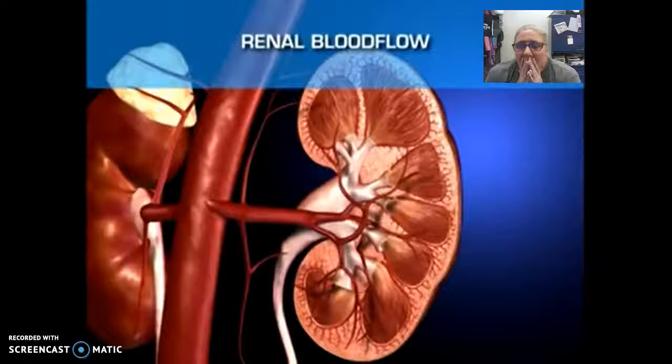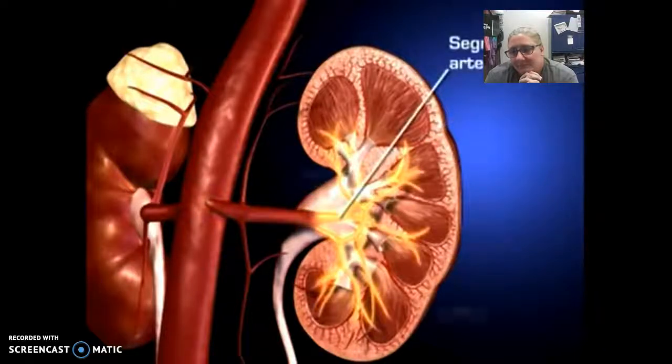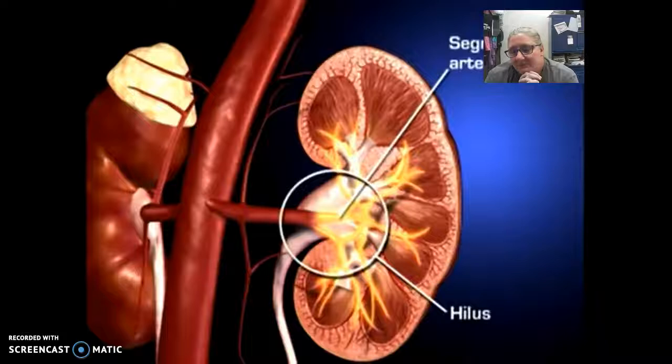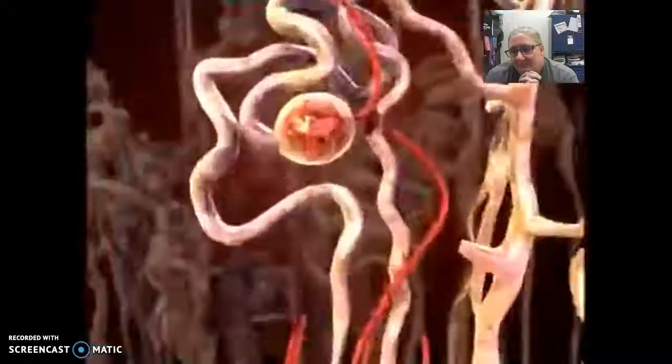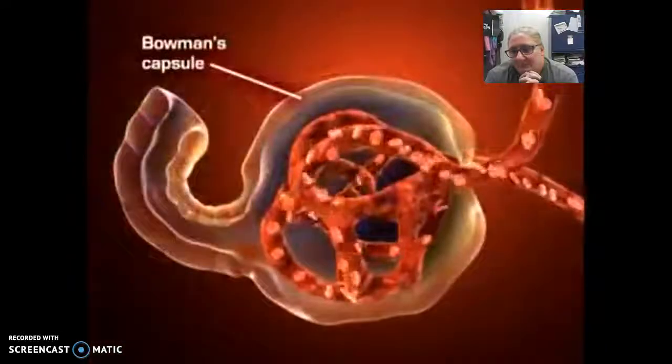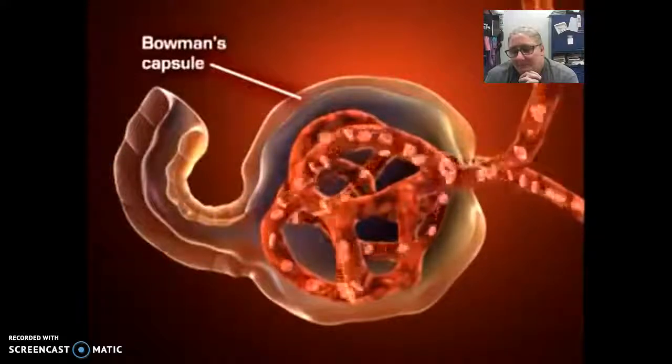Each kidney is supplied with blood by a single renal artery that arises on its respective side of the aorta, before dividing into 5 segmental arteries that enter the hilus. Within the kidney, each segmental artery branches into several lobular arteries. The lobular arteries further subdivide to form interlobular arteries, which branch off into afferent arterioles.